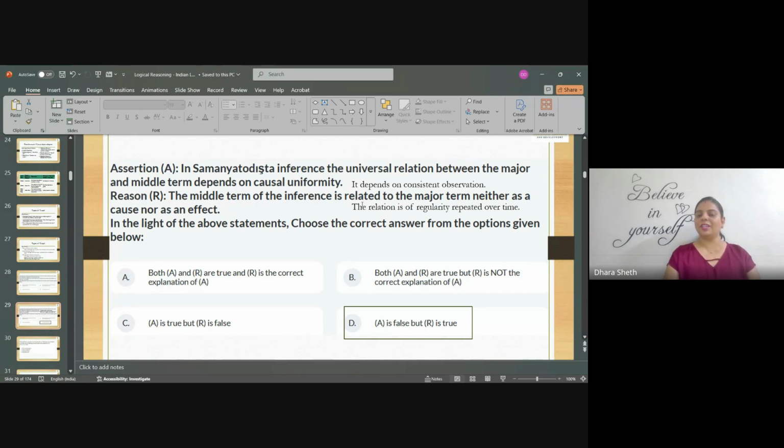The middle term of the inference is related to the major term neither as cause nor as effect, because the relation is of regularity, repeated over time. Every time an animal has cloven hoof, it has horn. If it has horn, it has cloven hoof. There is a regularity in the way the moon moves over the sky. So A is false, R is true. I hope that clarifies the concept of Samanyata Drashta a little bit. Clear with why the answer is D?